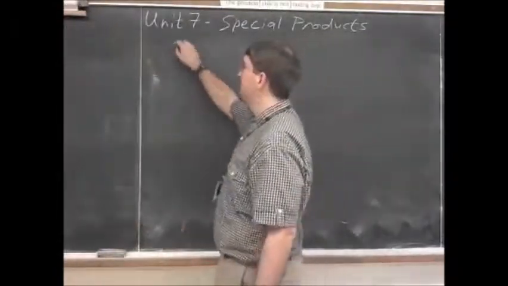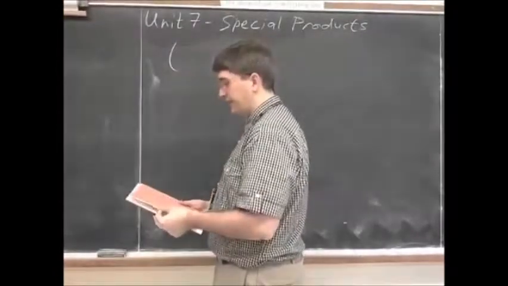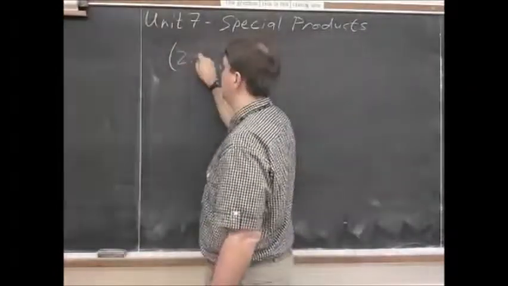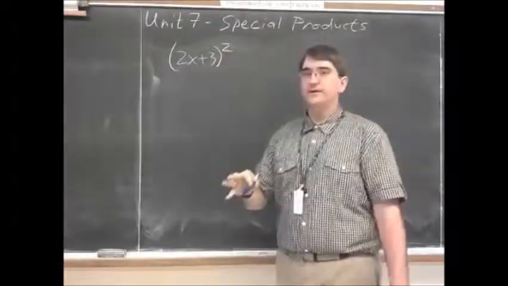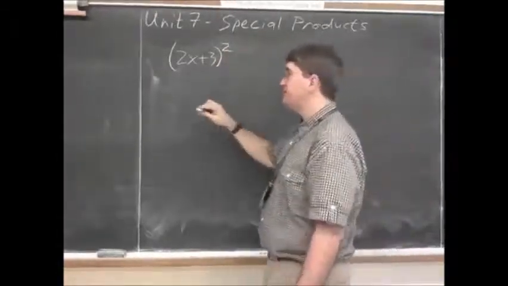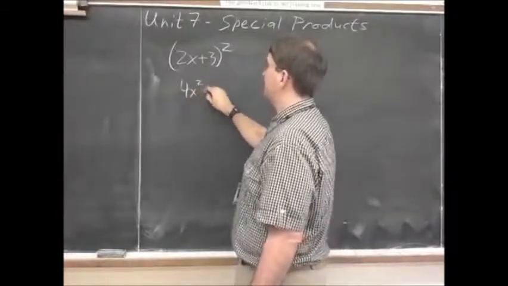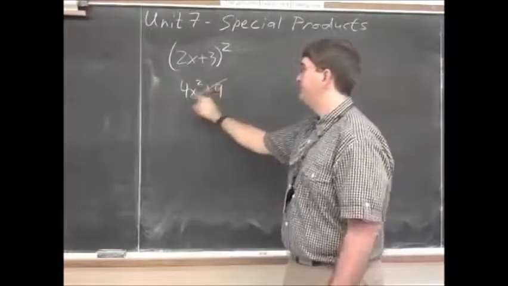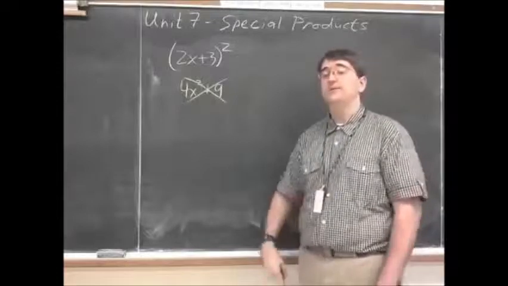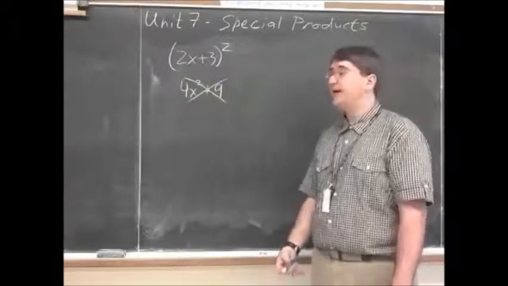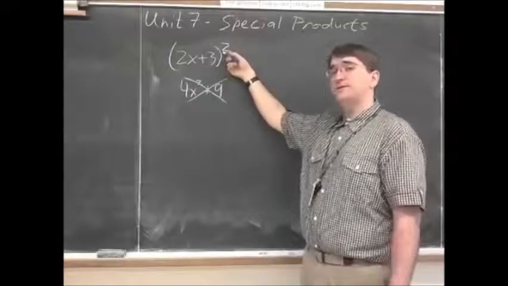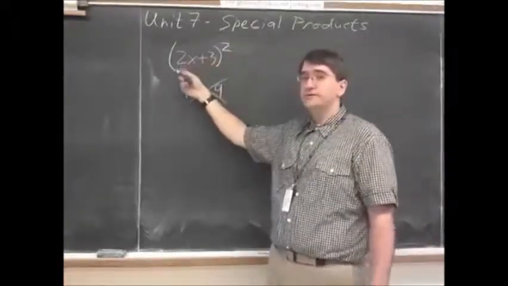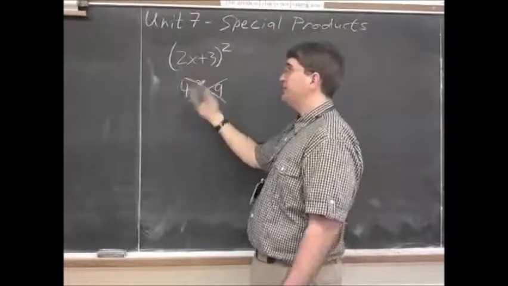The first one I want to talk about is something like this: 2x plus 3 squared. The first thing you need to remember is that this is not 4x squared plus 9. Please don't do that. It makes your math teacher very, very unhappy when you make a mistake like this. This is not a coefficient. We can't distribute this.